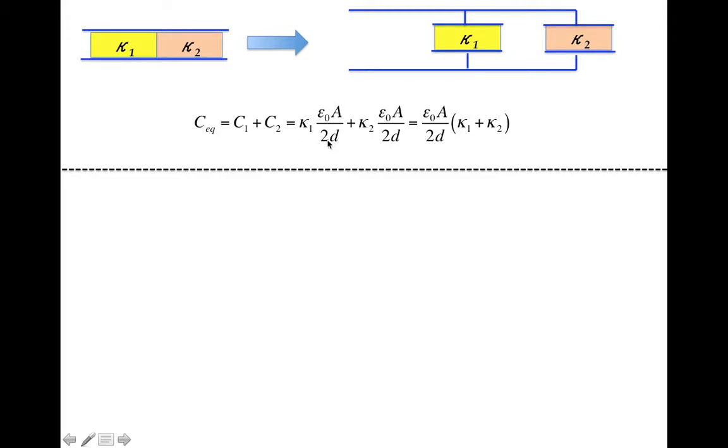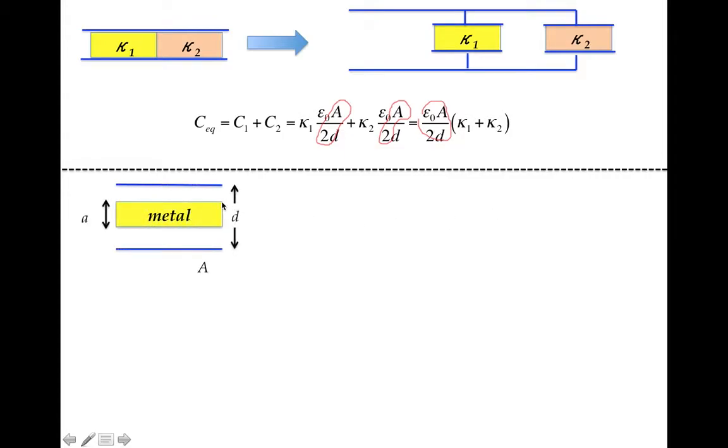So epsilon over, this is A. The area here is half of the area, and the area here is half of the area, okay? And then when you add, you take everything out, you see the equivalent capacitance is equal to the capacitance multiplied by half the sum of the two dielectric constants.